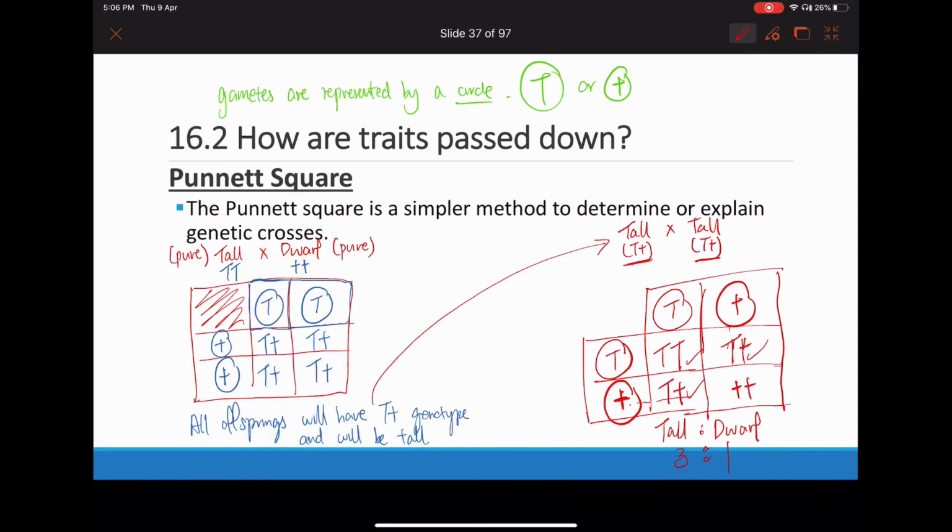Right? So these are just 2 different methods that we can use to derive how traits are being passed down. Of course, there needs to be a lot more self-practice. That's why we are going to embark on another self-practice on the next page of the notes. Do take note of what the question actually wants you to show, so that you know whether you are drawing a genetic diagram or a Punnett square. Because as you can tell, it's a lot of work to draw a genetic diagram, but for the Punnett square, it's a lot more straightforward.